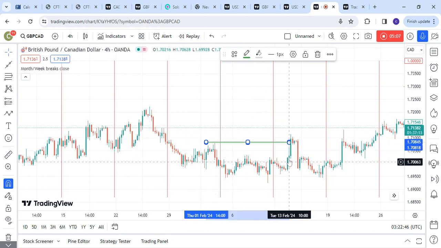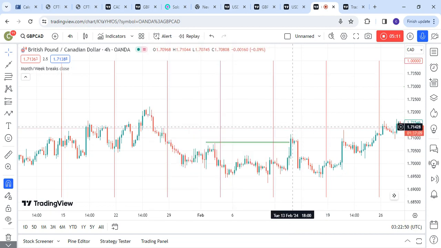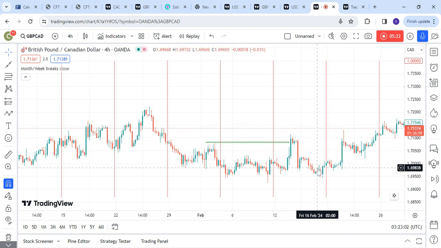But simply what happened was that this very zone here was broken. So since this very zone is broken, I'm no longer looking for a sell. What I'm simply looking for now is a buy. And of course, the market came down here, it bought.